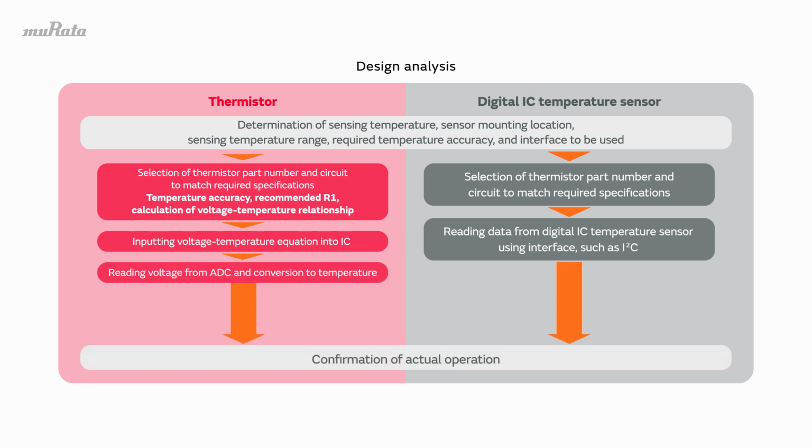In the case of digital IC temperature sensors, temperature accuracy is listed as a specification on the datasheet, and this makes it easy to select the appropriate product number. On the other hand, there is no temperature accuracy specification listed on the datasheet of a thermistor. This means that the designer has to calculate the temperature accuracy. In addition, it is necessary to calculate the relationship between temperature and voltage, which is determined by the selected circuit, the thermistor, the R1 resistor, and the ADC specifications, and write the result to the IC incorporating the ADC.